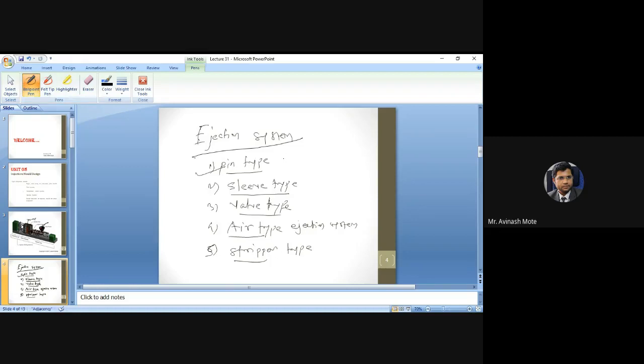So in that ejection system, there are various types of ejection systems that we discussed. Basically, the first one, pin type, which is mostly used if the product is small.